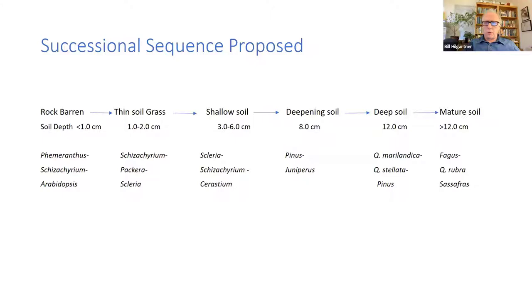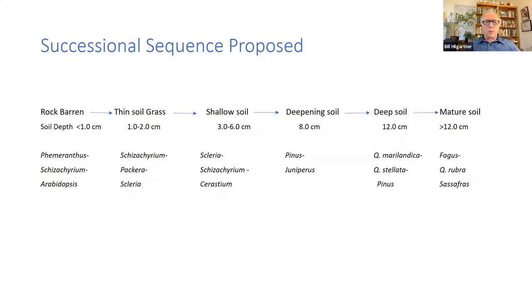If you go from 1 to 2 centimeters, you get just a little bit more sediment, you get a switch so that now little bluestem moves in, but so does Small's ragwort, Packera, and there's the Scleria, the nutsedge. Add another centimeter or two or three, 3 to 6 altogether, you get Scleria taking over, like I showed you in that one photo where it was covering the ground there. And again, remember, the Scleria is the nutsedge. Little bluestem is still common. And there's also some chickweeds in that.